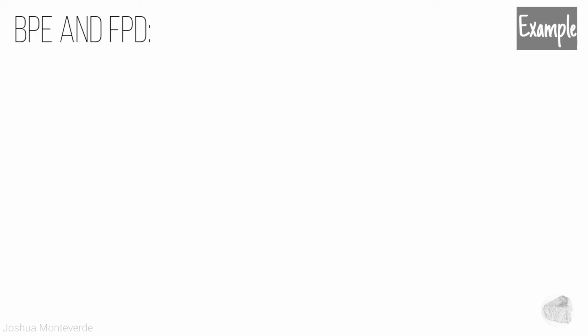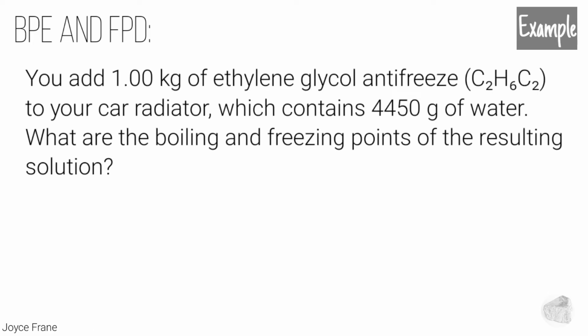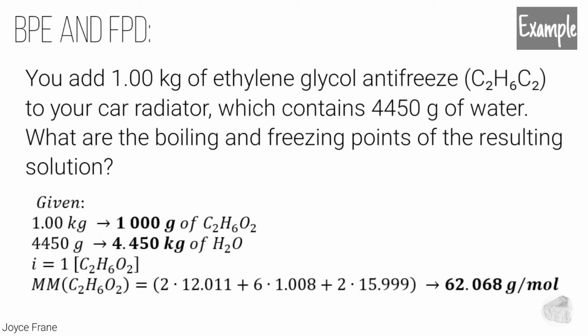Next, let's check this out. You add 1 kg of ethylene glycol antifreeze, or C2H6O2, to your carburetor, which contains 4,450 grams of water. What are the boiling and freezing points of the resulting solution? Our givens are 1 kilogram or 1,000 grams of ethylene glycol, and 4,450 grams or 4.450 kilograms of water. The dissociation factor of ethylene glycol is only 1, thus disregarding it along the process. We can already solve the molar mass of ethylene glycol, which is 62.068 grams per mole.